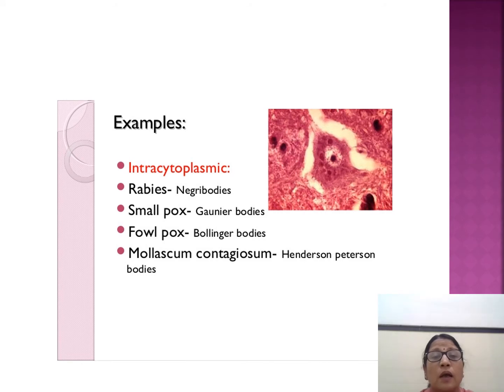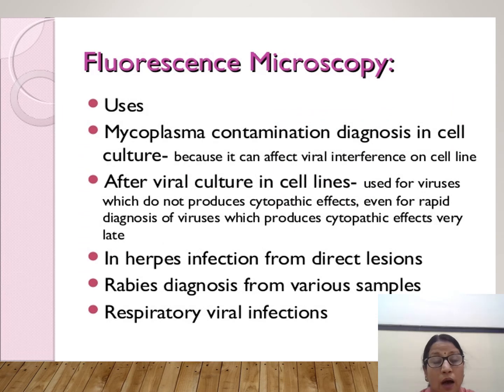In smallpox, Guarnieri bodies are there. Fowlpox, Bollinger bodies. Molluscum contagiosum, HP bodies are formed. All these are intracytoplasmic inclusion bodies and we can visualize them with the help of a light microscope. There are intranuclear inclusion bodies also. There are inclusion bodies of both types also. So you go through the book, read about inclusion bodies, different types, in which disease which type of inclusion bodies are formed. And this is a good MCQ question also with the name of inclusion bodies. So you read about this.